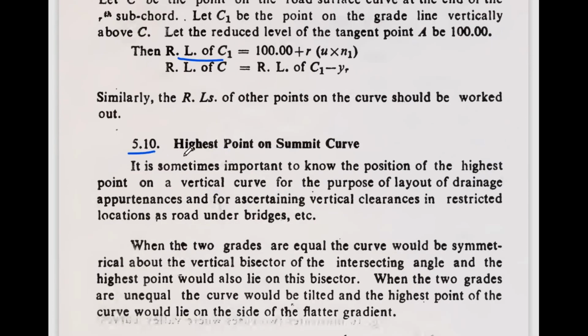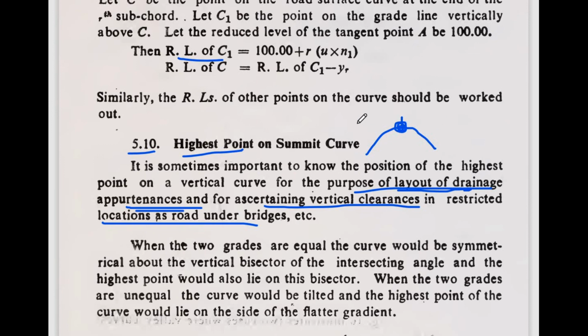So in point 5.10 they have talked about the highest point on the summit curve. Here they have said what is the importance of knowing the highest point. It is important for the purpose of layout of drainage apparatuses and for ascertaining the vertical clearances in restricted locations such as roads under bridges. So what they want to say is we must know the RL of this highest point. For what purpose? First, for the layout of drainage. For the drainage layout design, we must know the RL of this value.